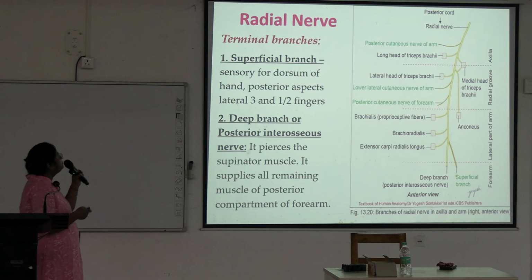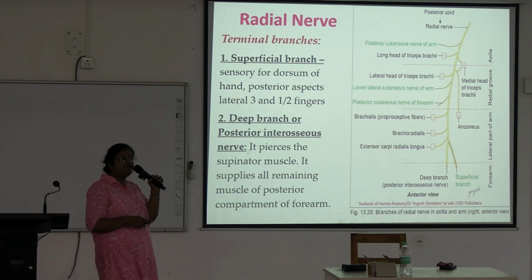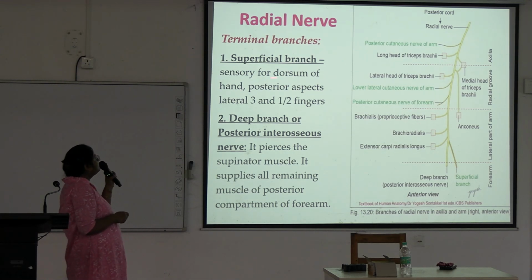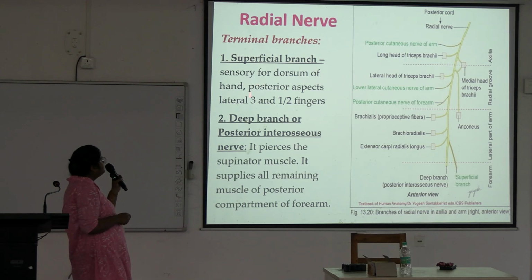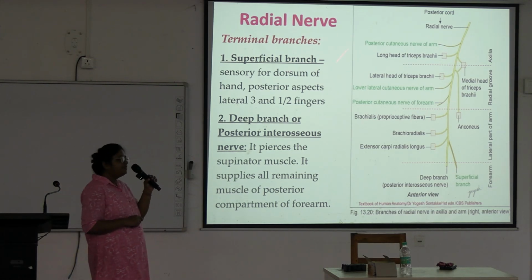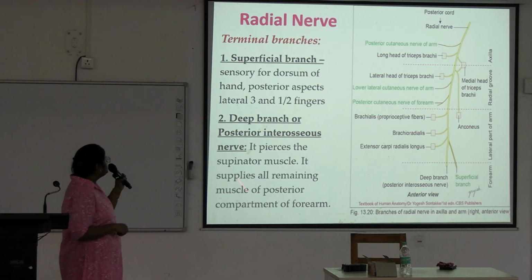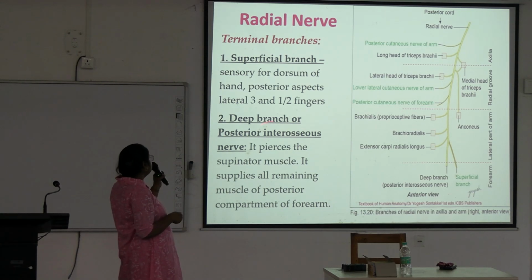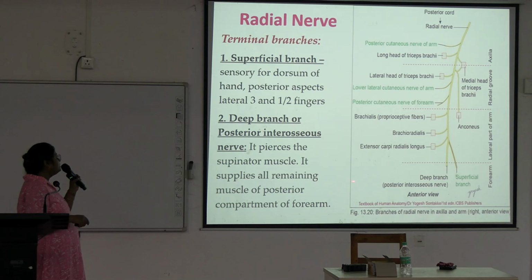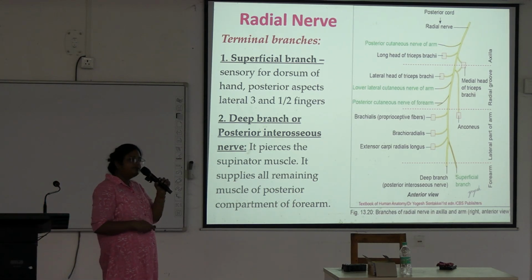Next, it divides into two terminal branches: the superficial branch and the deep branch, or posterior interosseous branch. The superficial branch is sensory for the dorsum of the hand and the posterior aspect of the lateral 3½ fingers. The superficial branch supplying area is this, it is asked in your viva. Next is the deep branch, or posterior interosseous nerve. It pierces the supinator muscle and supplies all remaining muscles of the posterior compartment of the forearm.